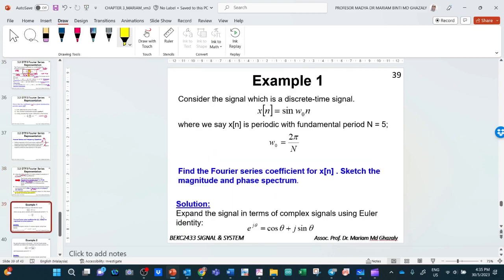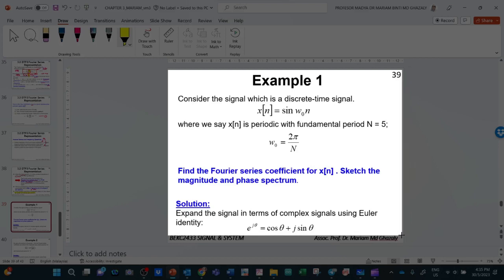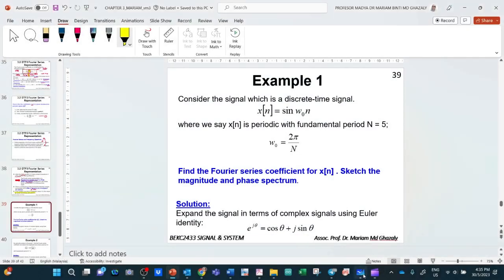So let's look at the first example, example number 1. Let me just screenshot that.